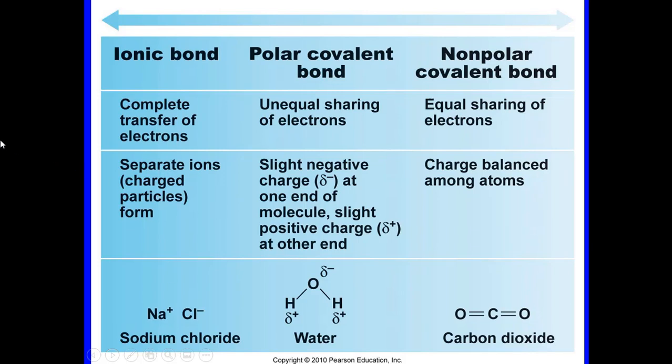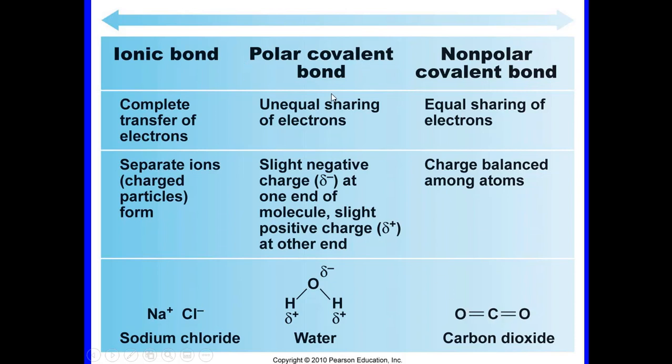Now, when you spread this out, you have really three different types of bonding. Ionic bonding, it's complete transfer of electrons. You end up forming a positive ion and a negative ion. That's the attraction of separate, oppositely charged ions. Nonpolar covalent bonding, I'm going to the far end here, is equal sharing of the electrons. So basically the electrons are passed between the carbon and the oxygen very equally. So the charge is balanced out among the atoms. Okay? So you'll have electrons go from this oxygen to that carbon and back and forth.